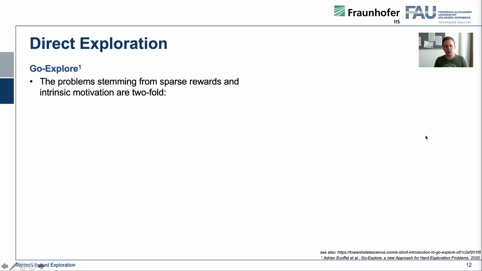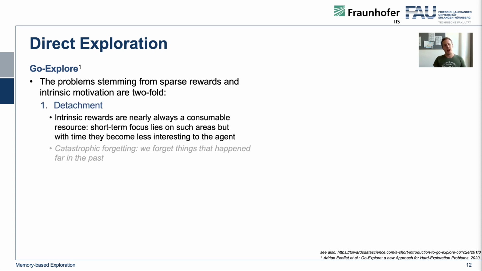And the motivation of Go-Explore is that there are problems stemming from the sparse reward setting and intrinsic motivations. And it's a very nice work because it describes problems that you might have thought about, but that were not really addressed and formulated well enough in previous work. So if we're talking about intrinsic rewards and sparse rewards, we can outline two main problematic situations. The first one is the problem of detachment.